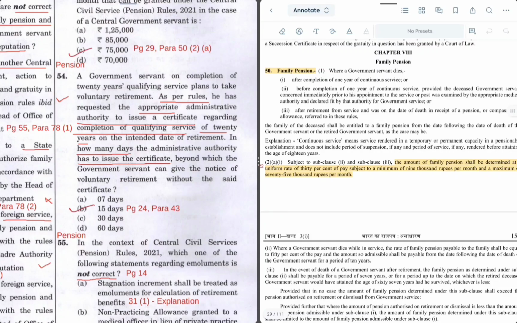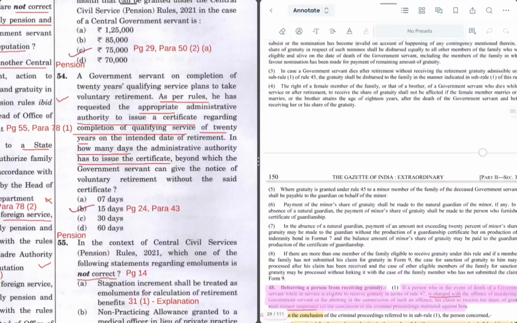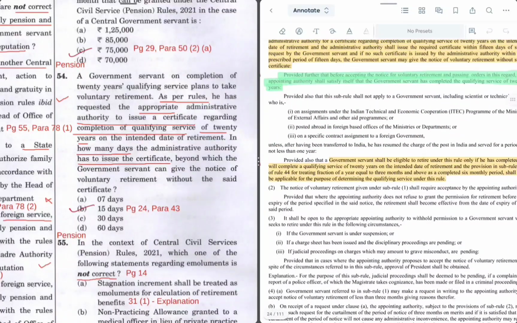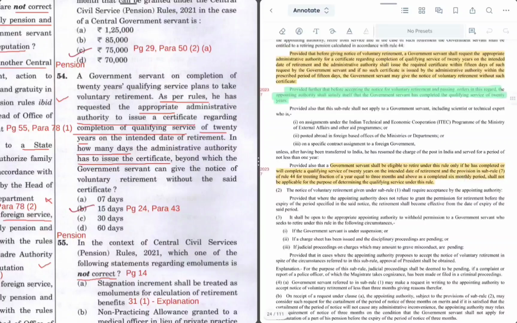To apply for the certificate, he will go to the concerned authority and the authority has to give that in a fixed span of time, and that span of time is 15 days. If you go to para 43 of page 24, on the right hand side you will see that within 15 days the certificate has to be issued. In case it is not given, he can still go on and apply for VRS. So right answer is option B.